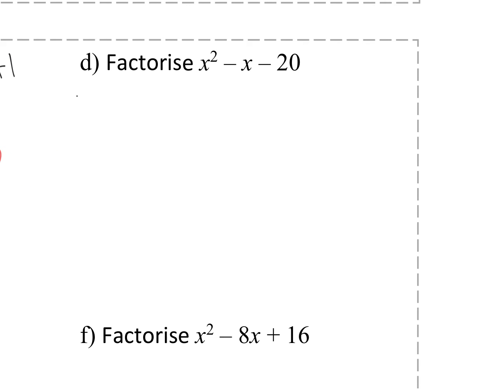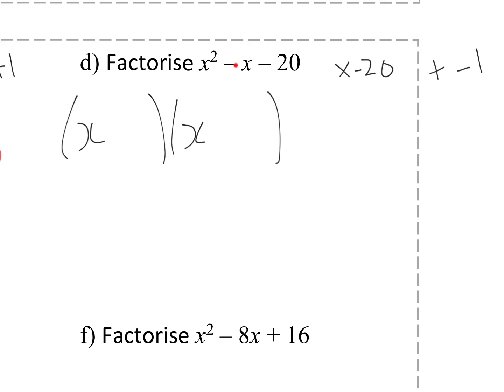Part D, we've got our double brackets again for the quadratic. x and x times to give the end number, minus 20, adds to give the middle number, which is minus 1 this time. So again, there has to be a number there, and that's a 1. So what are our combinations?